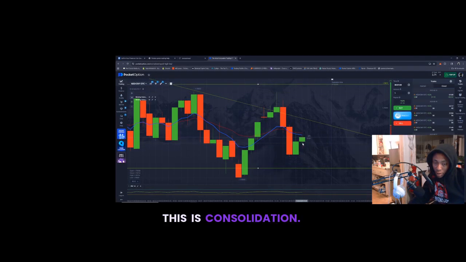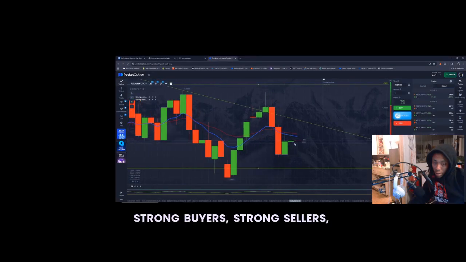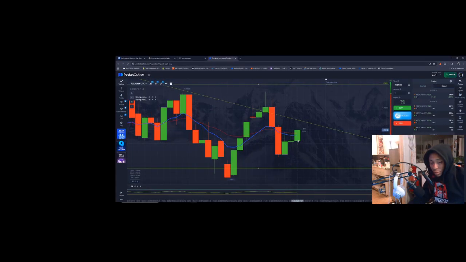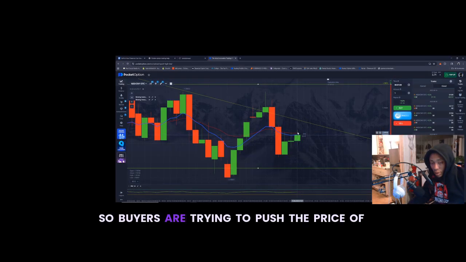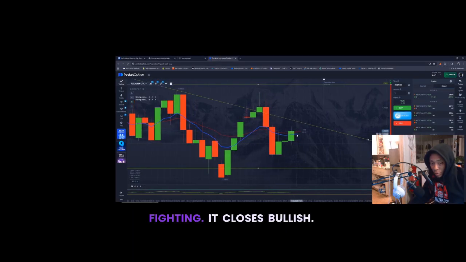This is consolidation. Now it's turned to strong buyers, strong sellers, and then it closes in the middle. So it opens and closes around the same time. Buyers are trying to push the price up, sellers are dropping. Buyers are still fighting. It closes bullish.